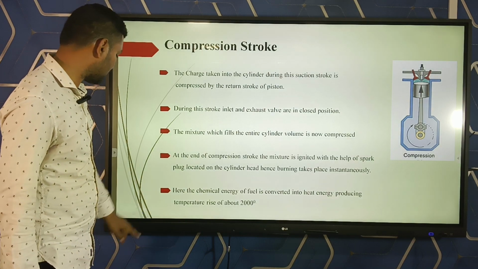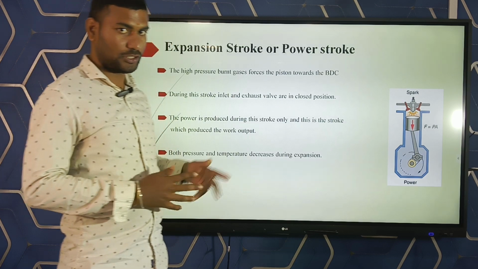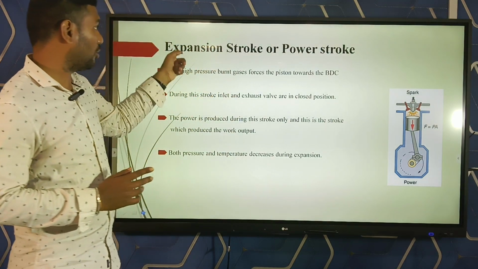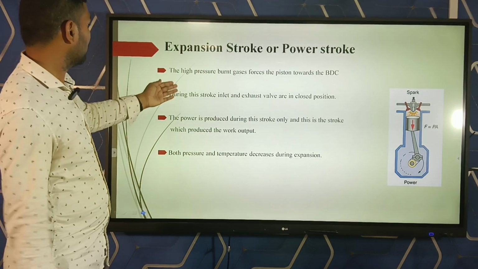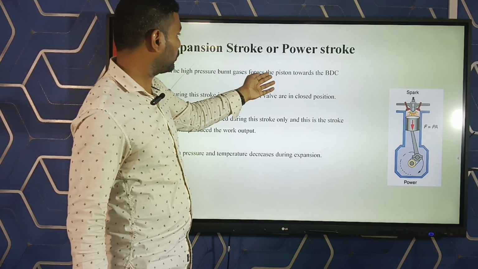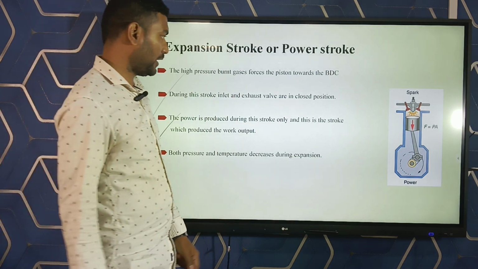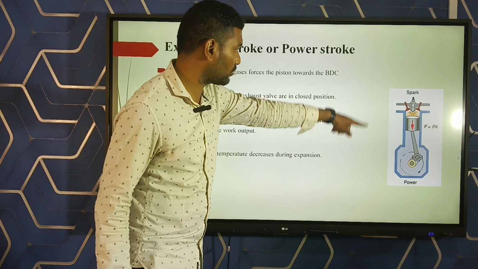Next, expansion stroke or power stroke. This is your third event. Total 5 events. They are third, expansion stroke or power stroke. The first point is the high pressure burnt gases force the piston towards the BDC, means bottom dead center. This is your expansion stroke or power stroke diagram.